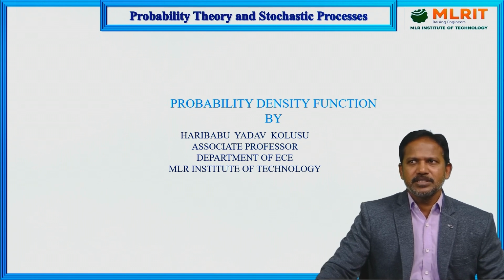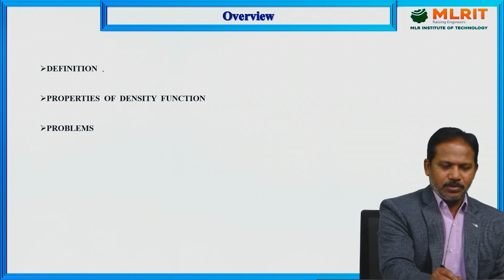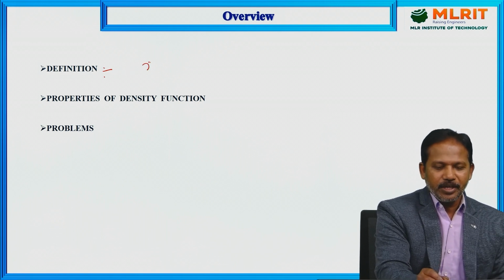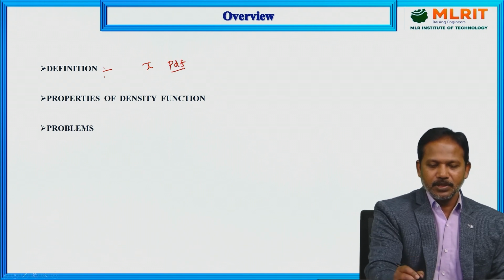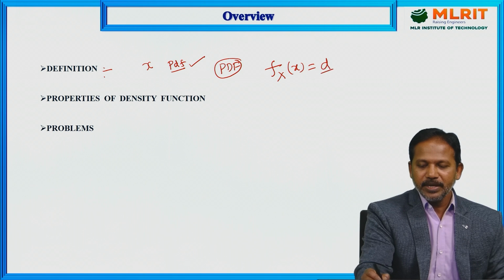Today, we will discuss probability density function. So, first of all, what is meant by probability density function? The values of the probability at the given value of random variable x is called probability density function. Otherwise, the derivative of probability distribution function is called probability density function. It is denoted by small fX(x) equal to d by dx of capital FX(x).